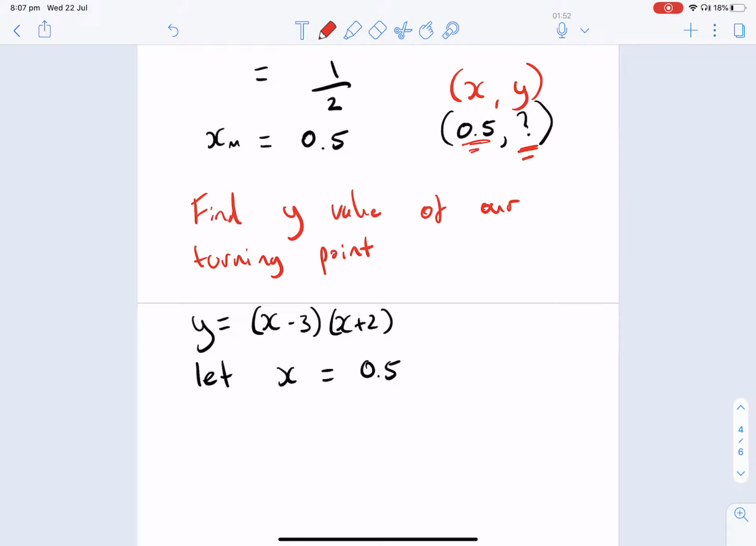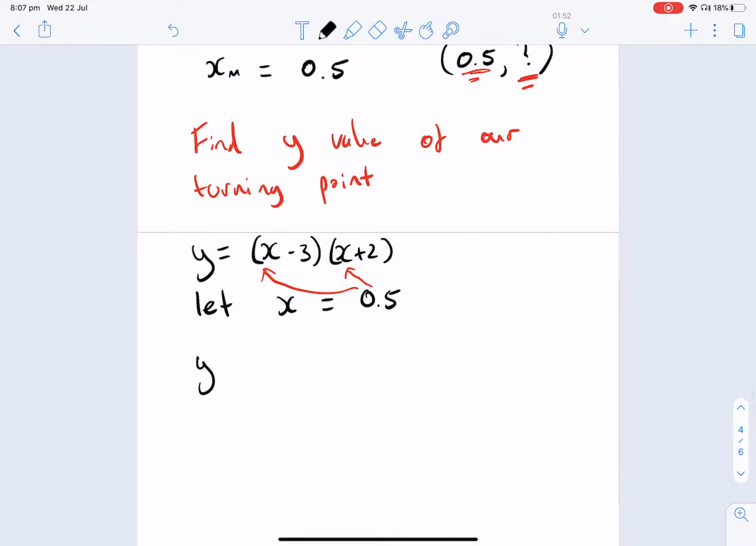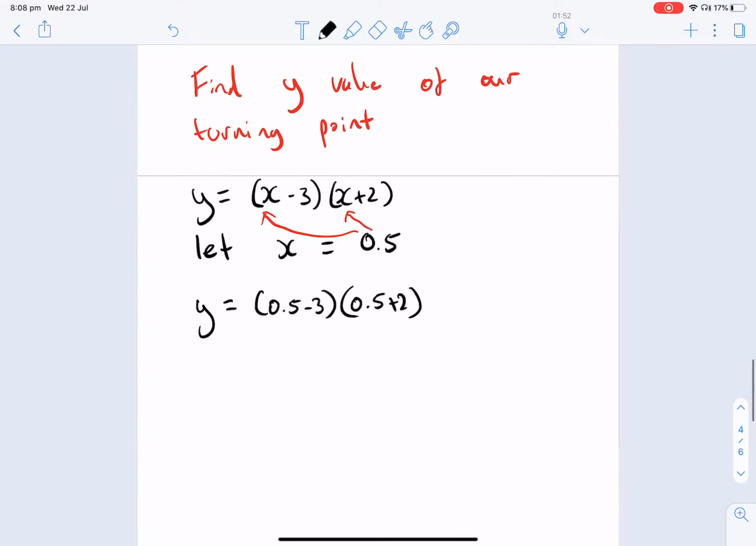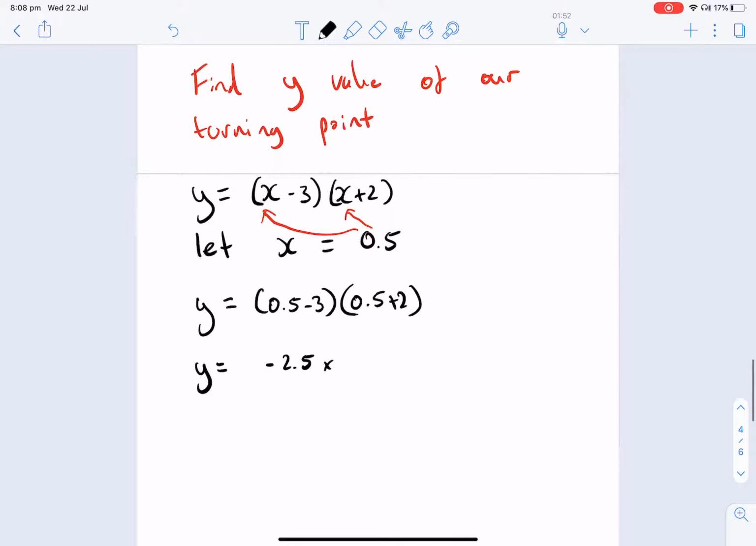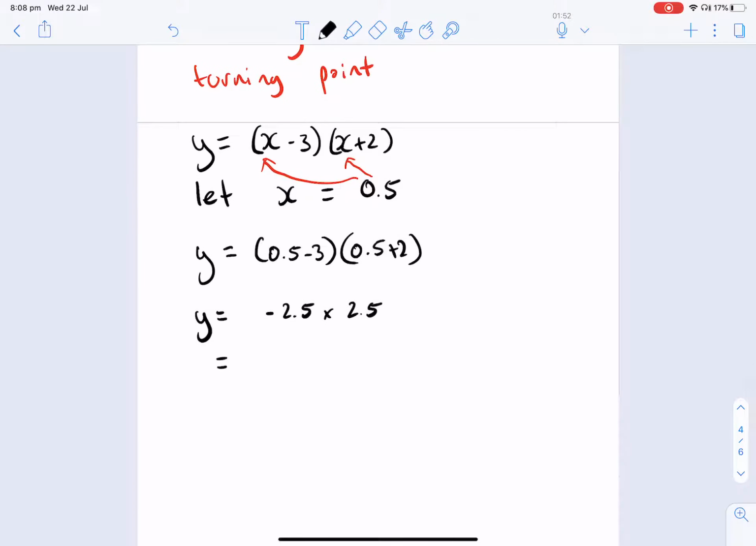So once again, I'm just going to sub this new x value into these 2 points in my formula. That will tell me what y equals. So y is going to equal 0.5 minus 3 and 0.5 plus 2. So y is going to equal negative 2.5 times positive 2.5, and that gives us a value of negative 6.25.